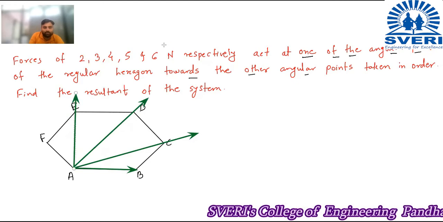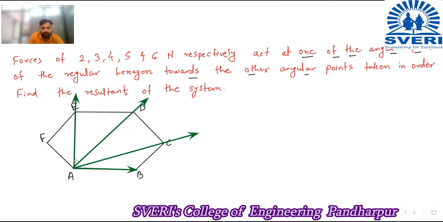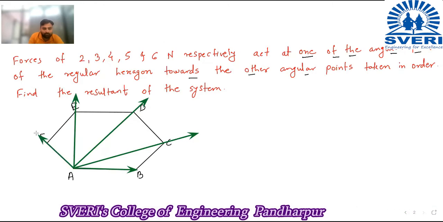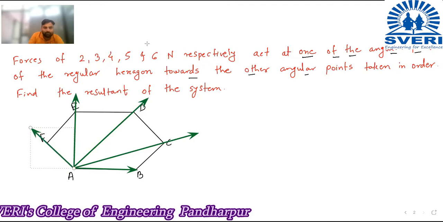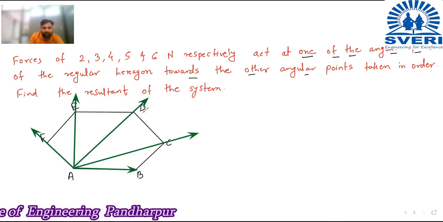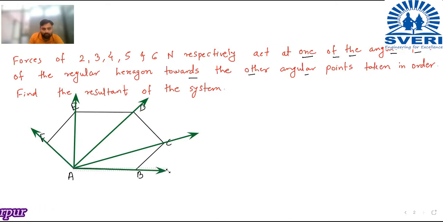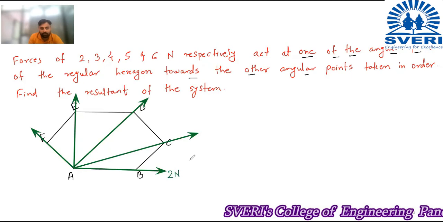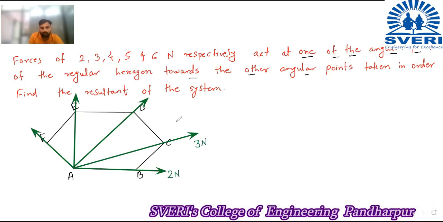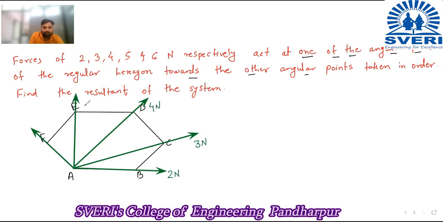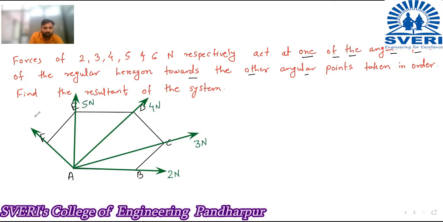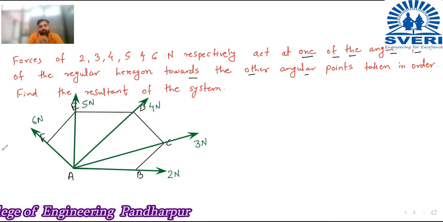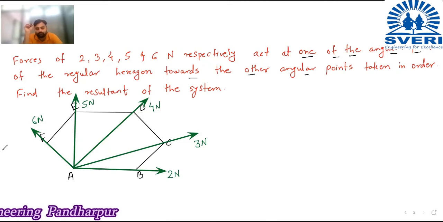Okay, this force. Next one, last point is this F. This force. So all these forces are acting. I will also extend this. Okay. So I will give the name to this. So this is the force of 2 Newton. This is the force of 3 Newton. This is 4, then 5 Newton, and lastly it is 6 Newton. So all these forces are acting on this regular hexagon.